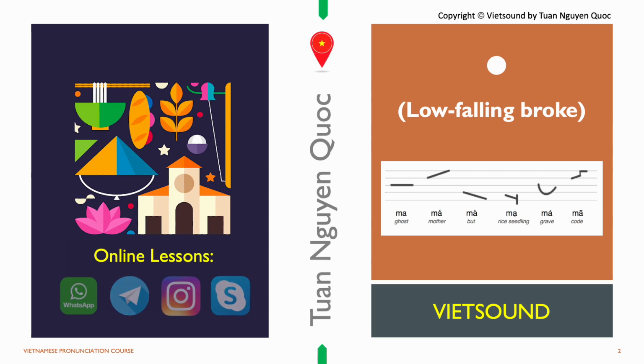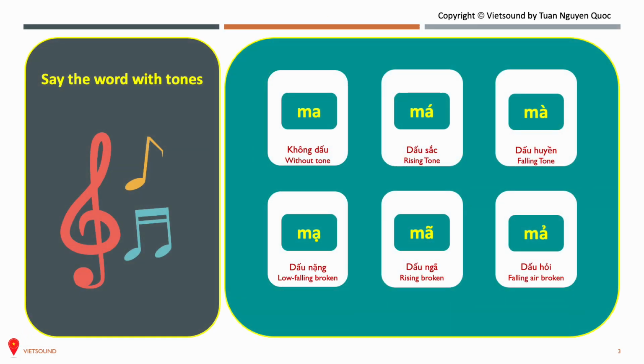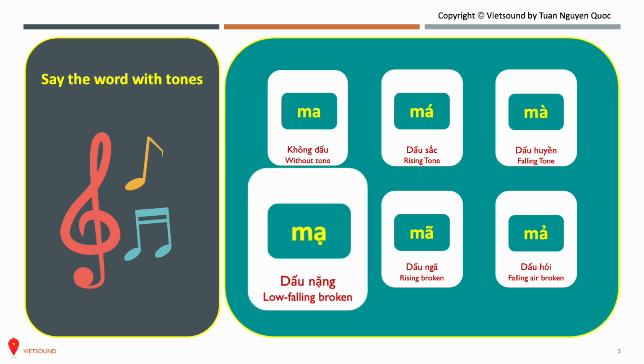Today we are going to cover the low falling broken tone. So if you want to be a master in Vietnamese, you have to know about the tone. A word in Vietnamese can be without tone, with rising tone, falling tone, low falling broken tone, rising broken tone, falling air broken tone. And now let's talk about the low falling broken tone. It's called dấu nặng.